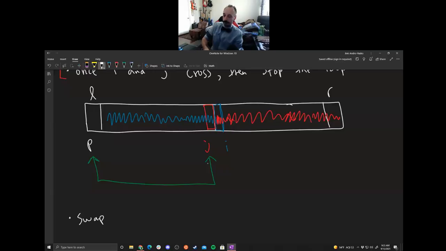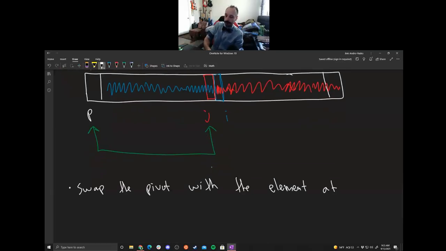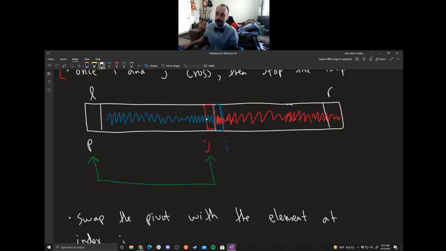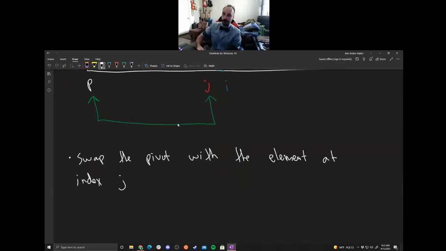Swap the pivot with the element at index j. We know that the element at index j has to be less than the pivot, because everything to the left of i is smaller. So wherever j is, it has to be smaller than the pivot. So we swap these two elements, then what's going to be the result?